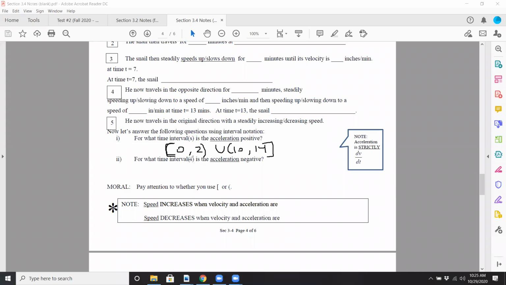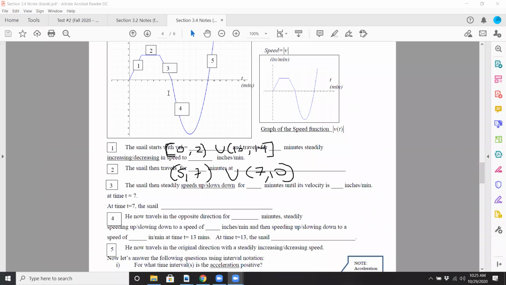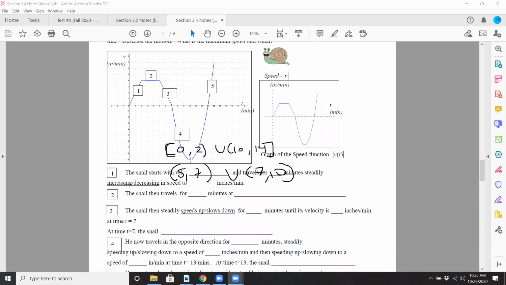The acceleration is negative from 5 to 7 and from 7 to 10. So you're looking at the tangent lines again there, right? So from 5 to 7, it's negative, and from 7 to 10, also, but you can't include 7 because that's a corner there. And again, at 10, you have 0 velocity, and at 5, you have a corner also.